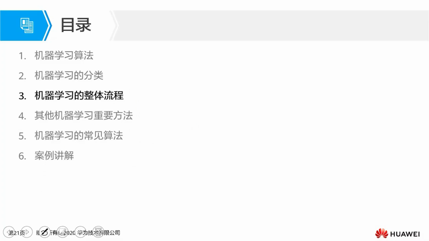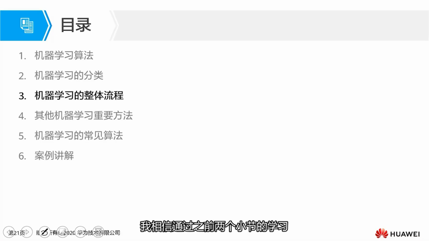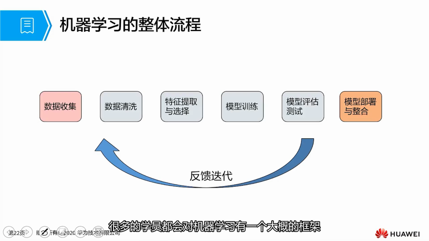Hello everyone. In the previous video, we learned about the four classifications of machine learning: supervised learning, unsupervised learning, semi-supervised learning, and reinforcement learning. In this section of the course, we will learn about the overall process of machine learning. Due to the relatively large amount of content in this section, we may split this machine learning process into two videos to introduce the overall flow to everyone.